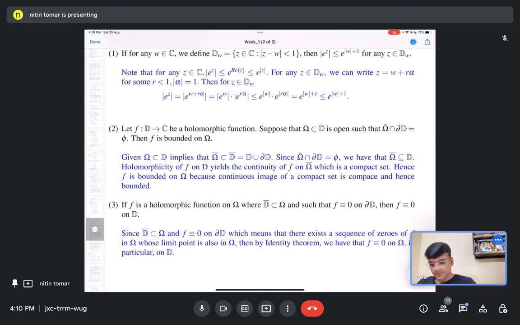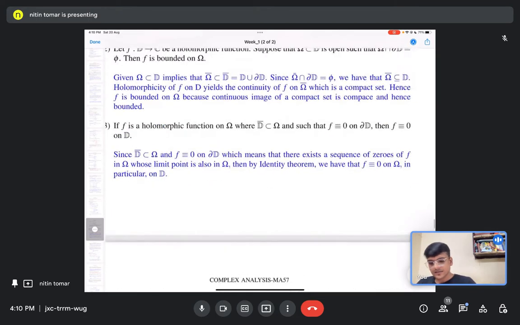Okay, is this clear? You can tell me if something is not clear to you guys. Just stop me there. Complex set is compact. Yeah.